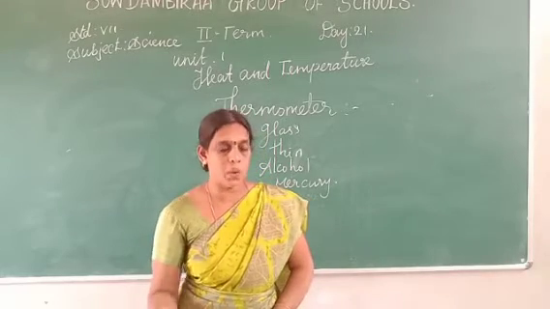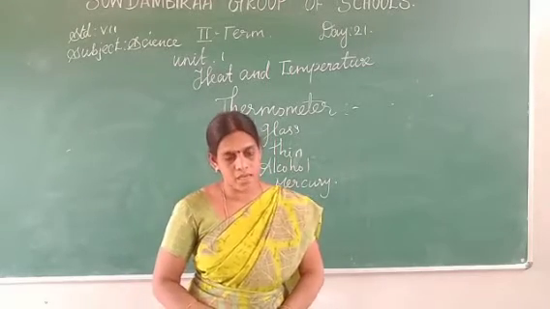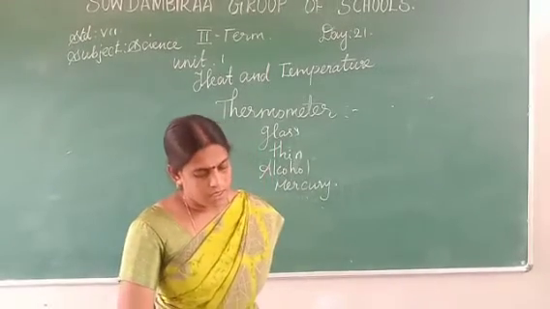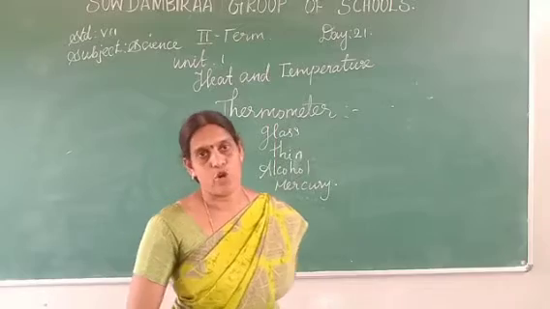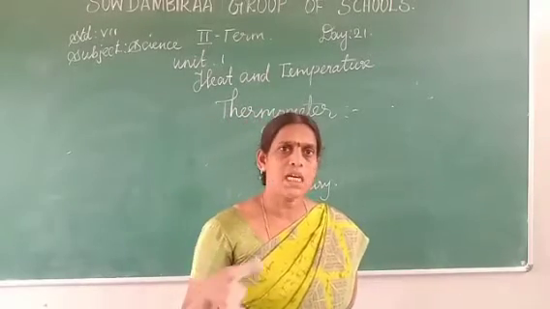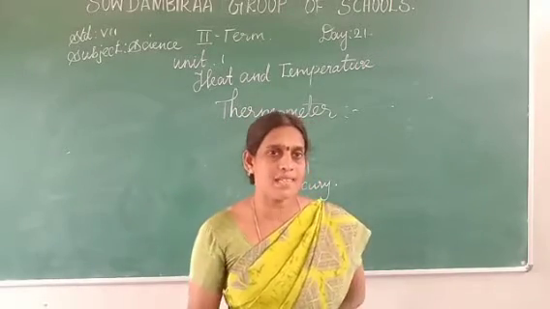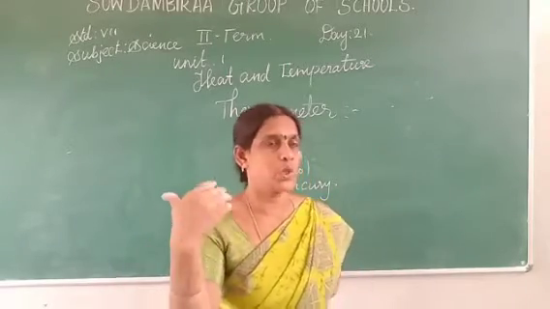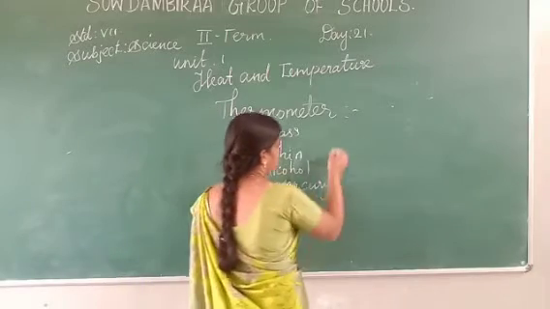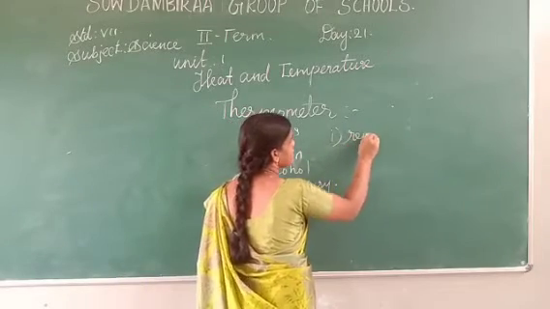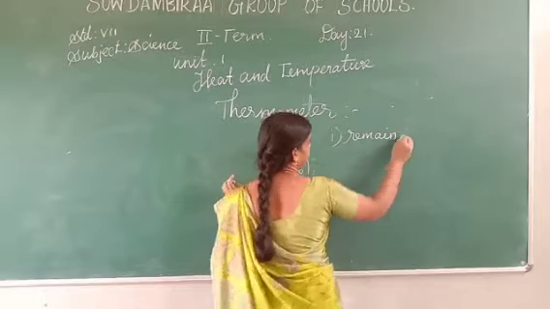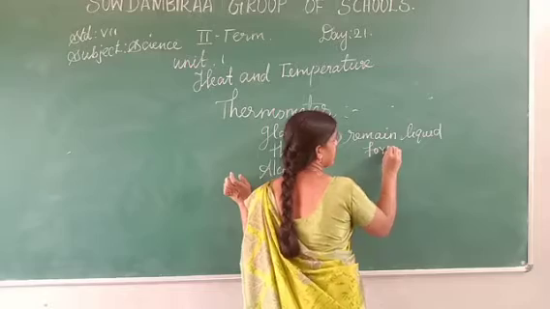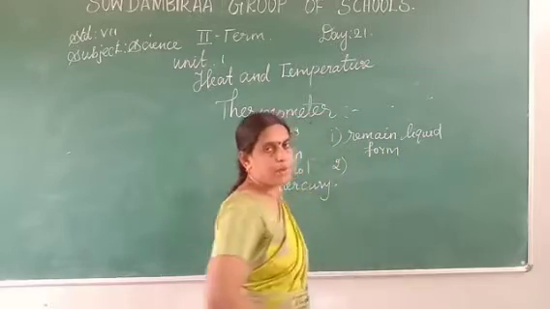Why is mercury or alcohol used in the thermometer? Mostly alcohol and mercury are used in the thermometer because they remain in the liquid form. If you give heat or cold, they return to the liquid form. That is why we use alcohol and mercury. What is the first point? They remain in the liquid form.